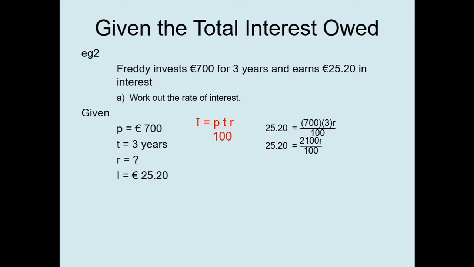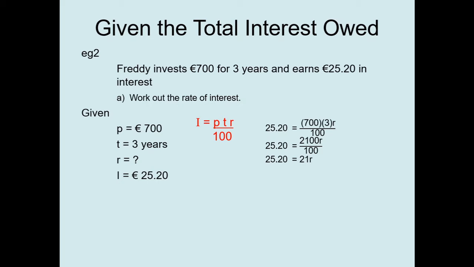700 times 3, that's 2,100. So 2,100 R over 100, but I can simplify this fraction a bit first. Notice I can divide both the top and the bottom by 100. Just take off those 2 zeros. So 25.20 is equal to 21R.